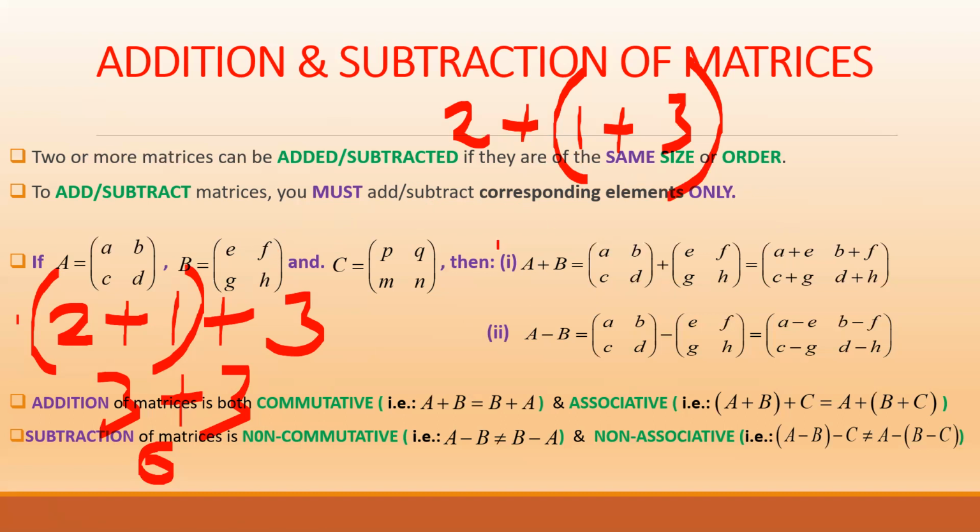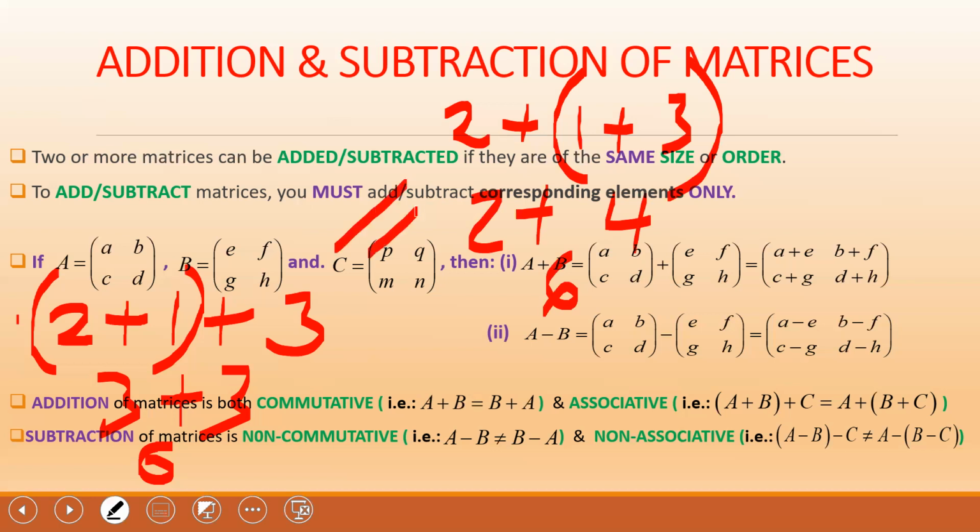So let us work out what is in the bracket. 3 and 1 is 4, plus, put back our 2. 2 and 4 is 6. So guys, what are you noticing? We get the same answer. So it therefore means that addition would be associative in the real number world. Everybody see that? Very good.